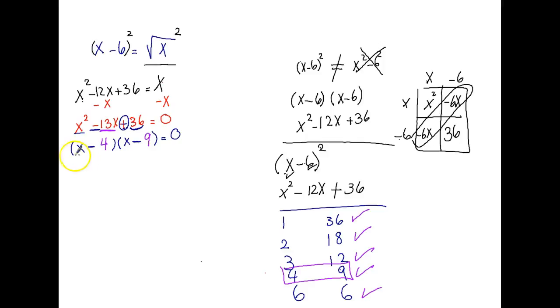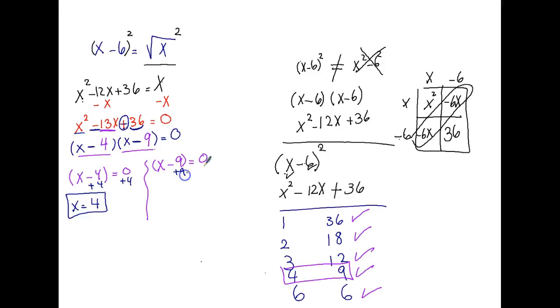Okay. So when we have 2 parentheses that have a product of 0, each one of them might be a 0. So x minus 4 could be a 0. Or x minus 9 could be the 0. Now let's solve each side. So add 4, x equals 4. And I'm going to add 9, x equals 9. So I've done everything correctly to solve this equation. Now it's time to check for extraneous solutions.